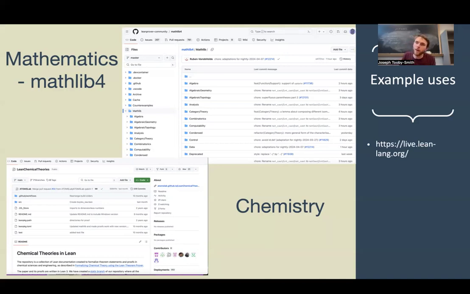So that's use in mathematics. There's also use in chemistry. So there's a group at the University of Maryland, led by Tyler Josephson, who is looking at using Lean in chemistry. So this is an example of Lean outside of the realm of mathematics, in the realm of physics, much closer to what we want to do as high-energy physicists.